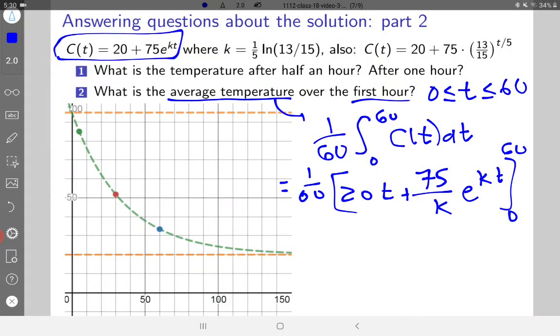Remember that the substitution rule is really the chain rule in reverse. So I'm just going to plug in those values for 60 and 0. So I'm going to have 20 times 60.